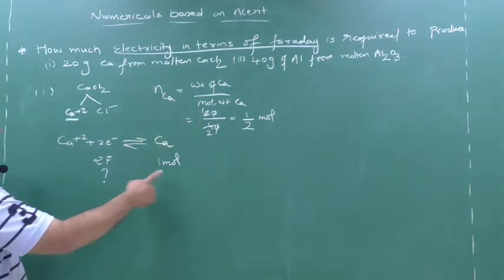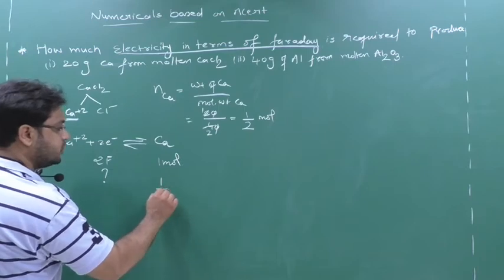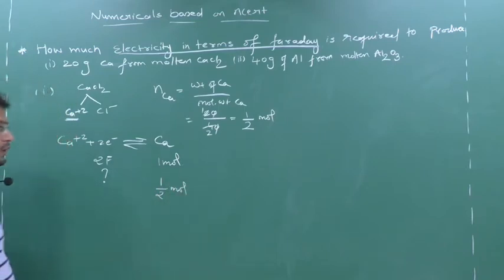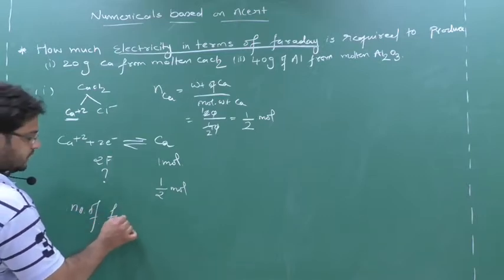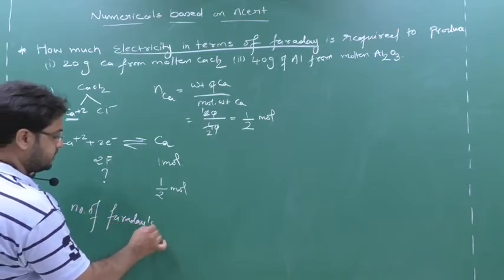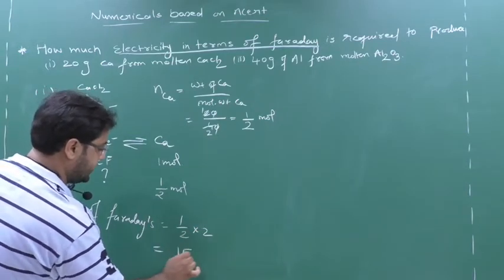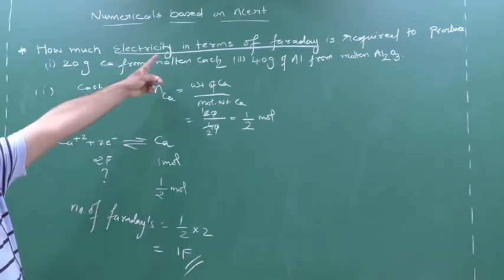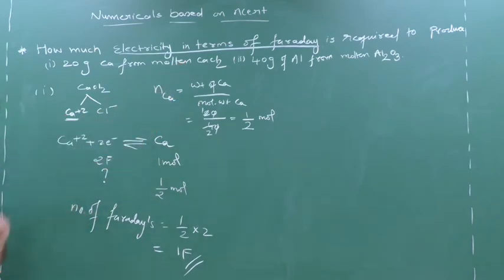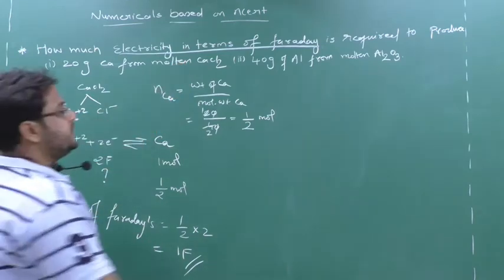Now 2 Faraday means 1 mole. How many moles are there in the question? 1 by 2 mole. So number of Faradays is 1 by 2 into 2, so the answer will be 1 Faraday. They ask you to calculate electricity in terms of Faraday, so in this way you have to calculate. Clear? I'll go for the next question.